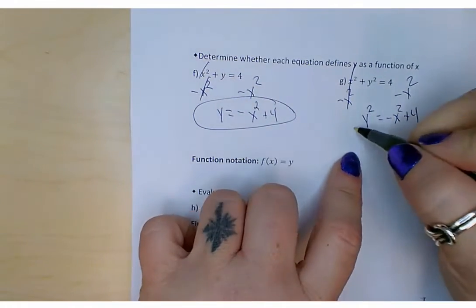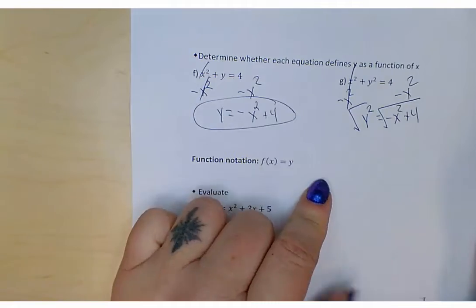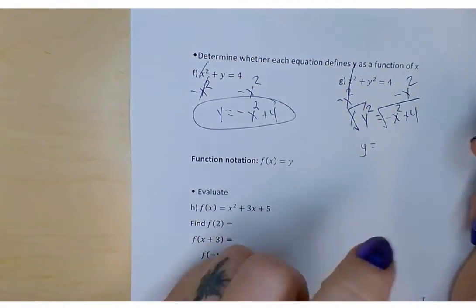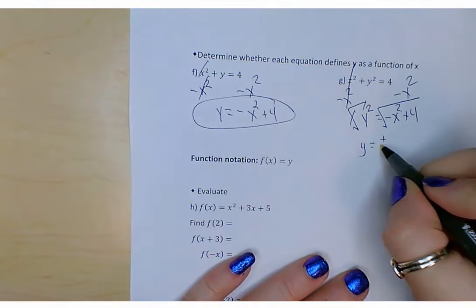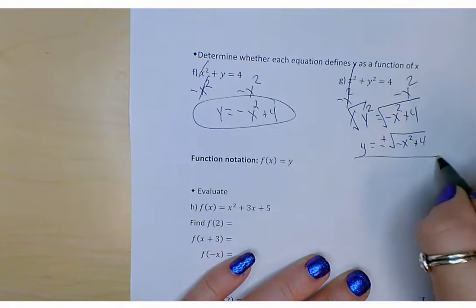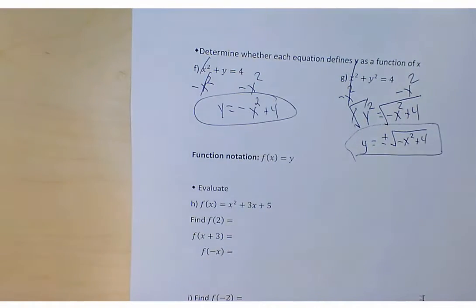To get rid of that square, we are going to take the square root of each side to cancel that on the left. And y is equal to, anytime we take a square root, plus or minus the square root of negative x squared plus 4. So that is our equation solved for y for that one. So out of these two options, which one is giving us two or more solutions, which makes it not a function? Which one would just give us one solution?